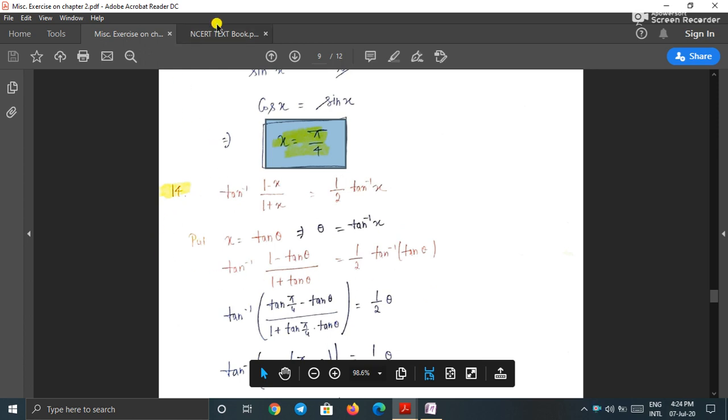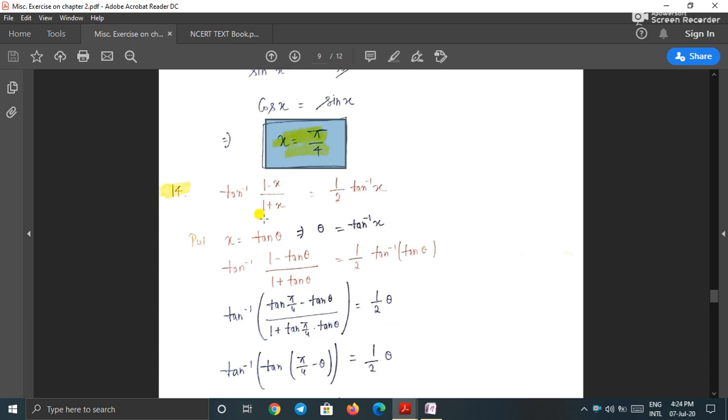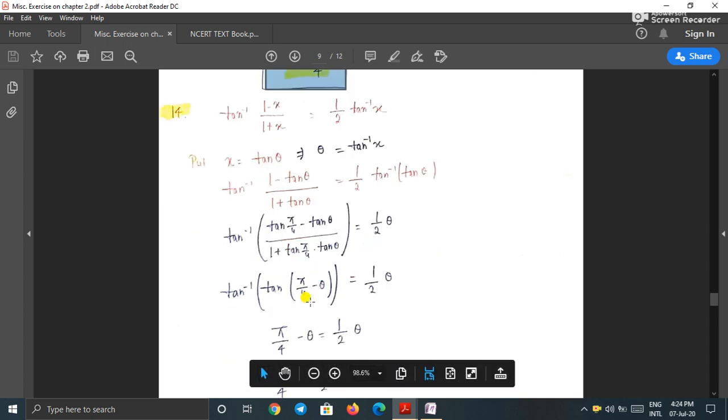In the 14th question, we have to find the value of x, right? So let us see. Tan inverse 1 minus x upon 1 plus x equals half tan inverse x. Put the value x is equal to tan theta. So the value of theta is tan inverse x. 1 minus tan theta upon 1 plus tan theta. This expression can be rewritten in this form.